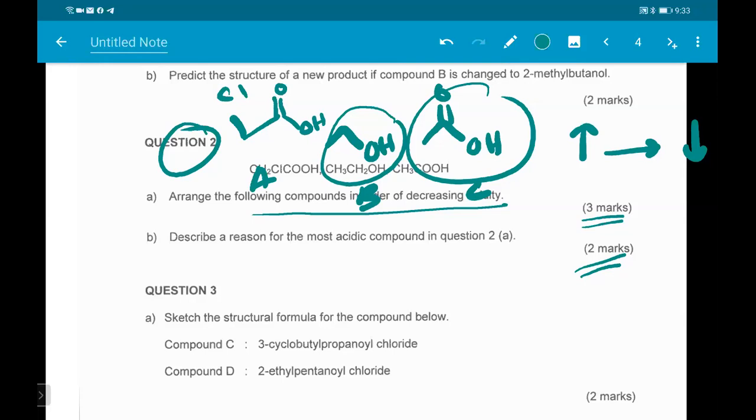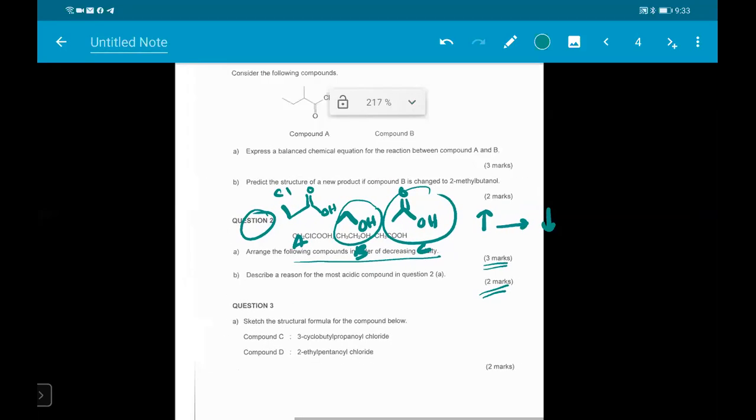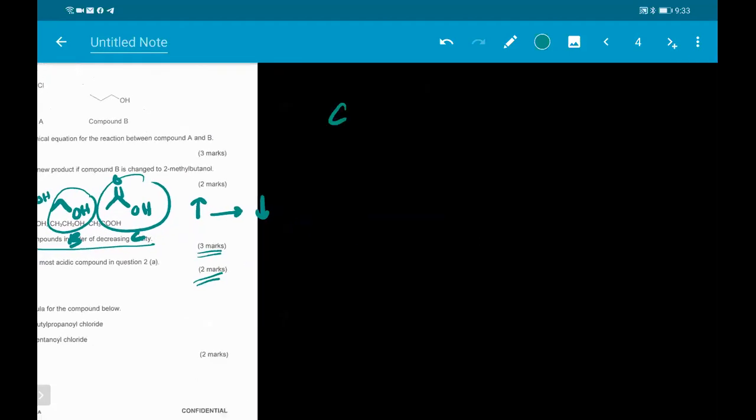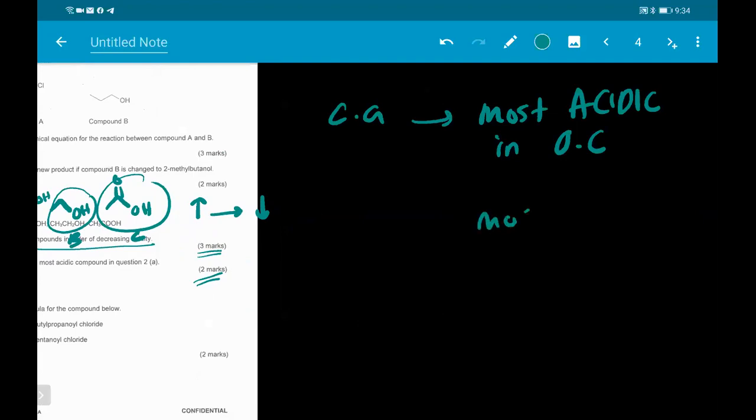Because you should know that dalam organic chemistry, the most acidic compound will be carboxylic acid. Alright, I would like to highlight again. The most acidic compound in organic chemistry will be carboxylic acid. Okay, the most alkali or the most basic in organic chemistry will be amine.